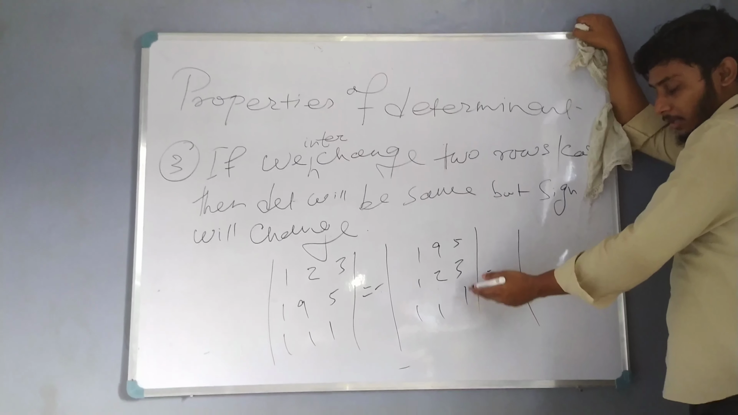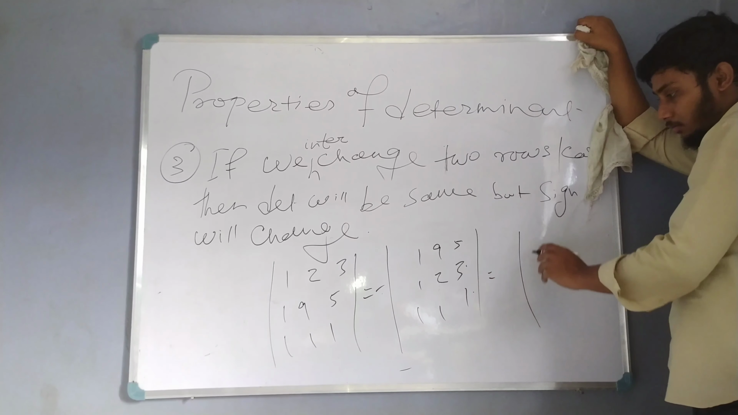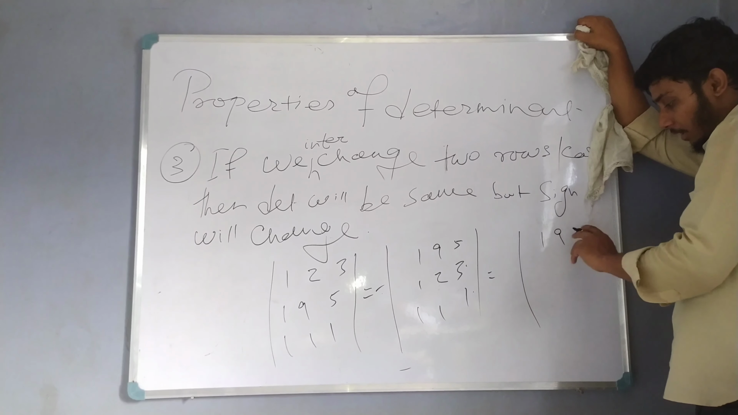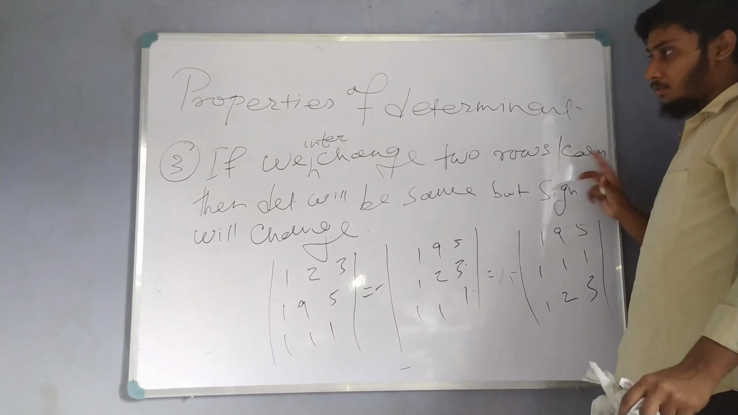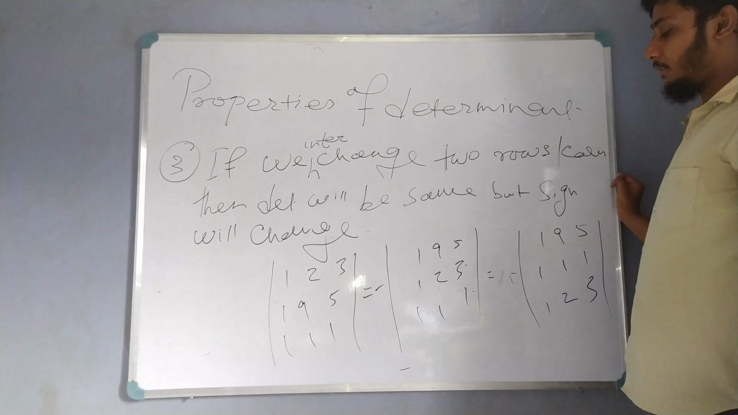So again, if I interchange the second row and third row, it will be 1, 9, 5, 1, 1, 1, 1, 2, 3. So this time I have interchanged the second row and third row. One minus sign was already there, and one minus sign will come now because of interchanging the second and third row, so it will become plus, or you can omit this also. So this is the property number 3 of the determinant.